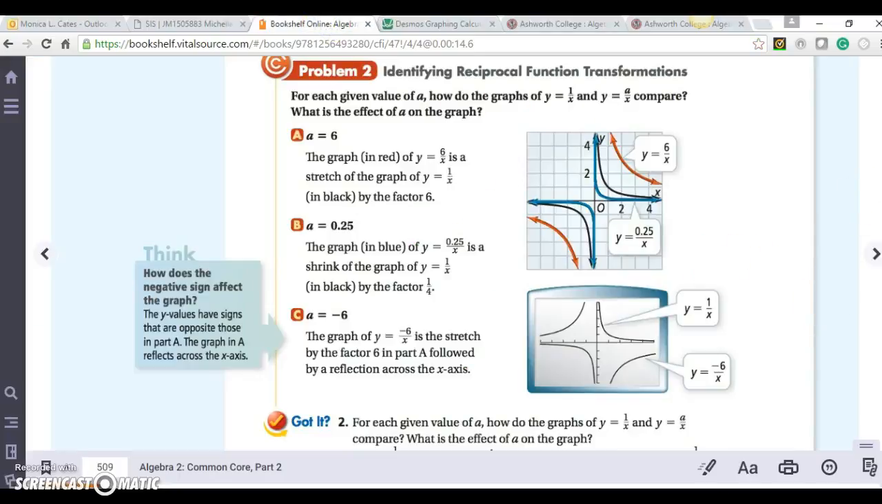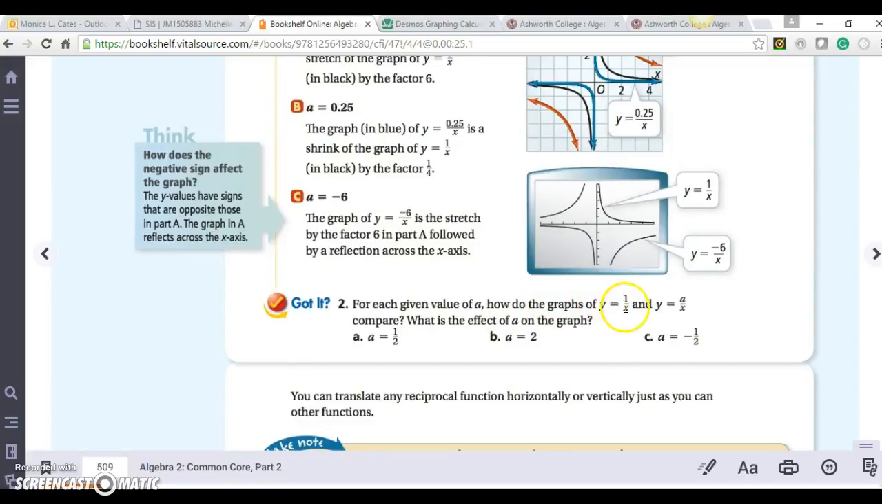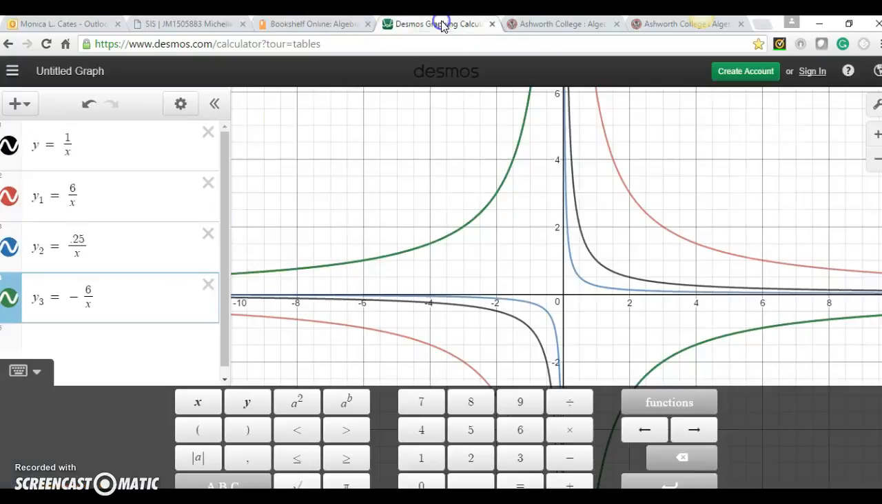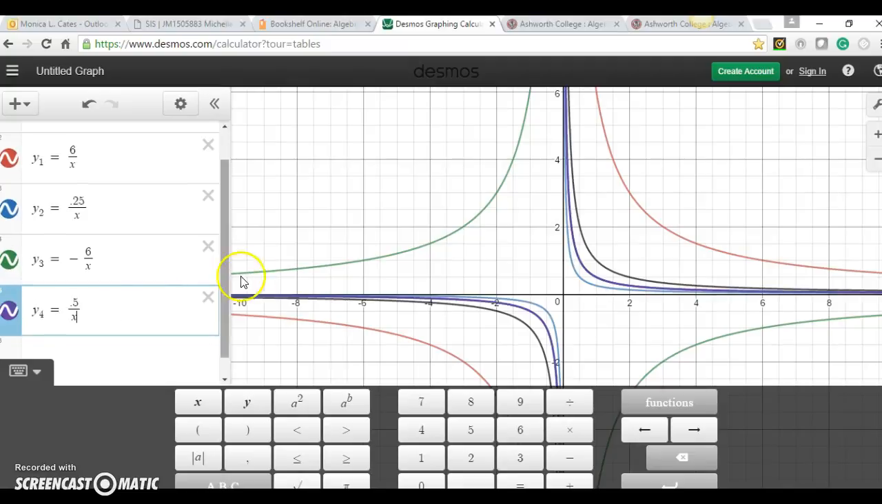Okay, let's go on to the guided. So it says for each value of a, how do the graphs of y equals 1 over x and y equals a over x compare? So the first one, a equals 1/2. That's the same thing as 0.5. And so all these fraction numbers, they're going to shrink. Okay, so they're going to get closer. So let's look at that. So y4 equals, let's say 0.5 divided by x. And you see here how I'm getting closer.